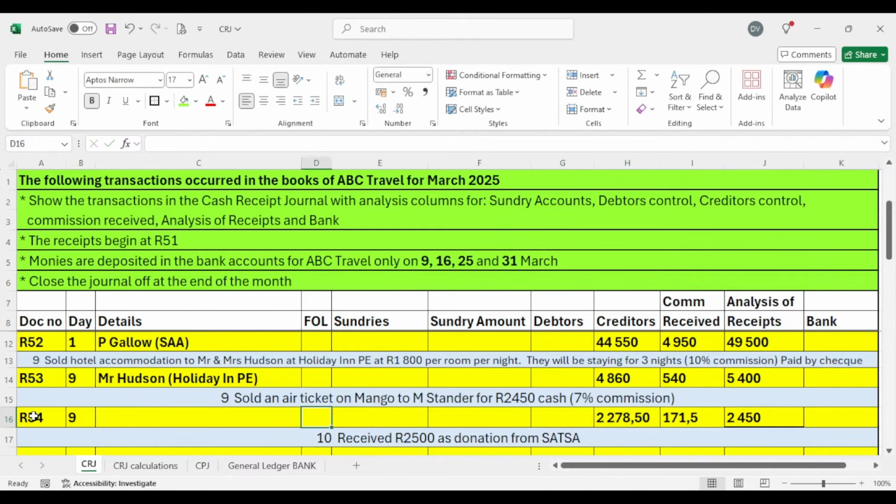We have to show our details. Where did the money come from? We received it from M Standard, and we show our creditor in brackets, which was Mango.